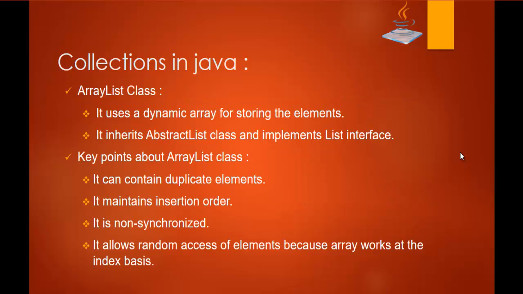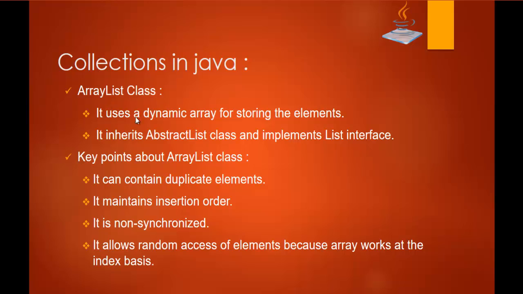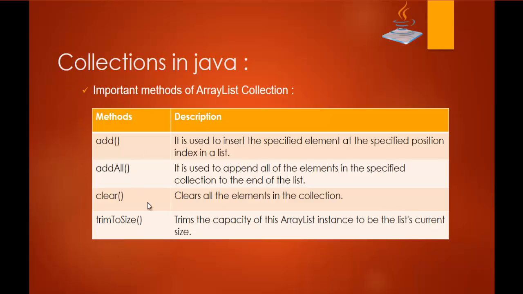Now in this session we are going to learn about the ArrayList class. The ArrayList class uses a dynamic array for storing the elements. It inherits the AbstractList class and implements the List interface. Key points about the ArrayList class: it can contain duplicate elements, it maintains insertion order, it is non-synchronized, and it allows random access of elements because an array works on an index basis.